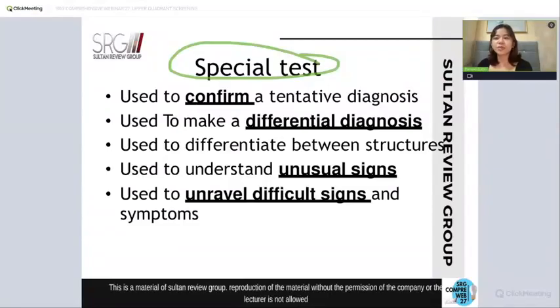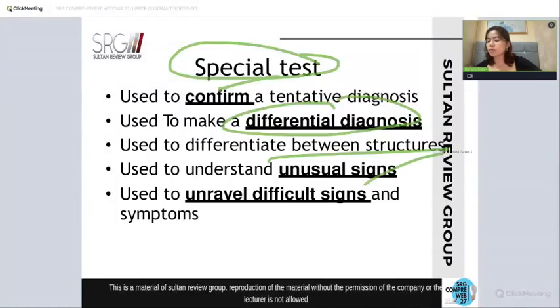So what is the main use of our special test? The main use of special test is to confirm a specific or tentative diagnosis. It is used for your differential diagnosis, to differentiate between structures. It's used to understand unusual signs and symptoms, and of course, to unravel any difficult signs and symptoms also. So basically an adjunct to our differential diagnosis. So let's start with your cervical spine.